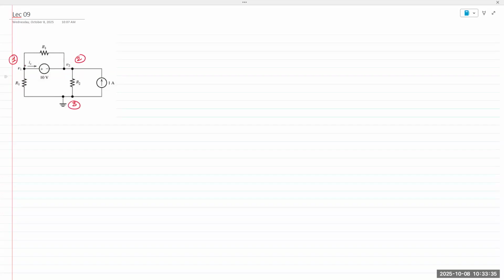There are 2 sources, 3 nodes. The reference node is already shown to us. So V3 is already shown. However, what I'm going to do is I'm going to choose node 2 as my reference.